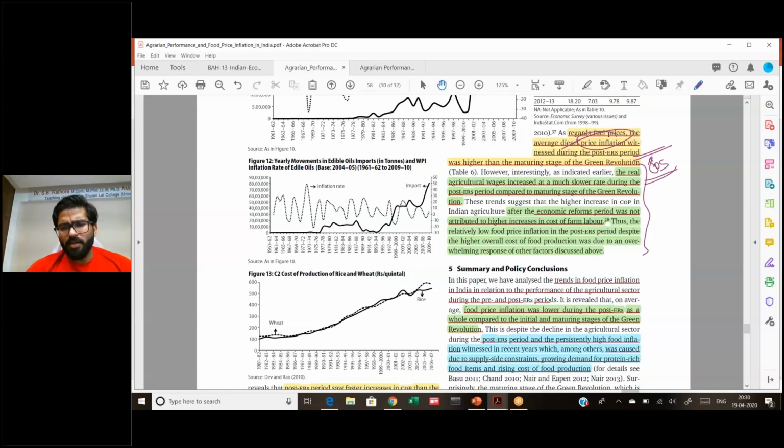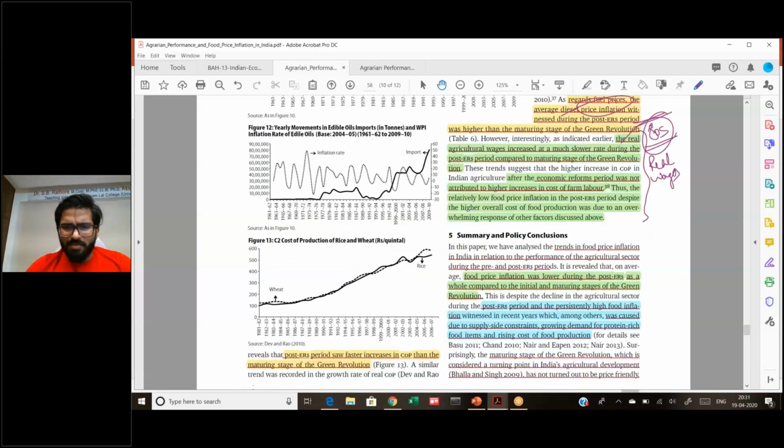So when we compare our post-economic reform period real wages to the maturing phase, we find that real wages were growing at a lower pace as compared to the 80s. In the 80s, the real wages were increasing at a very high rate. That's why the cost of production was increasing, and because the cost of production was increasing, the MSP had to be higher. This led to a higher food inflation in the 80s rather than in the post-economic reform period.